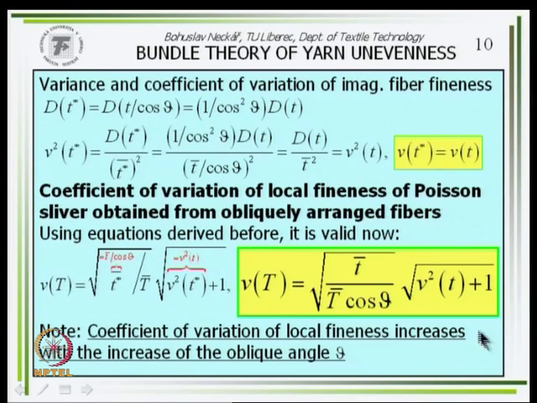You can see that here the angle theta plays some role. It is in the denominator of this ratio. So the coefficient of variation of local fineness increases with the increase of the oblique angle theta. If our theta in the starting graph is increasing, then cosinus is decreasing, and 1 by cosinus is increasing, so Vt is increasing. The shape, the angle theta, plays a role in the final sliver irregularity, in the final coefficient of variation.